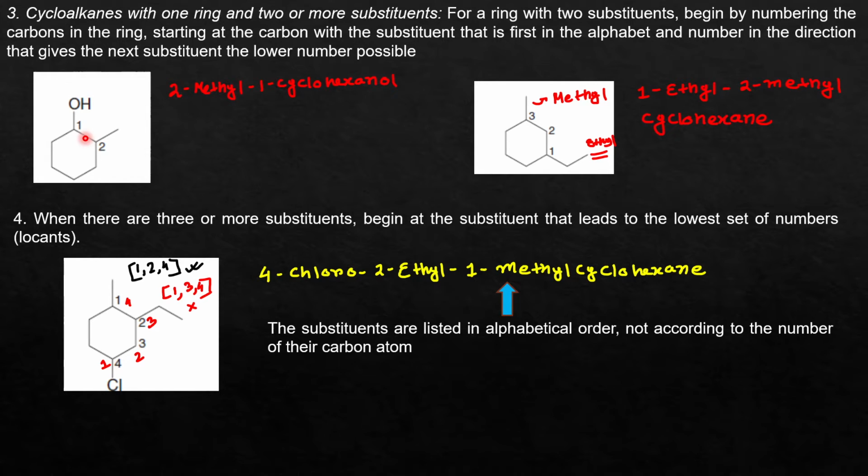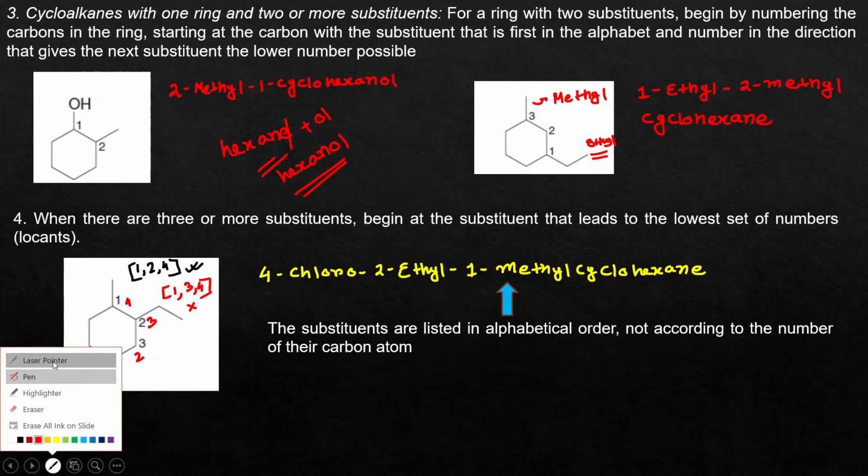cyclohexanol, because whenever you are doing the nomenclature of any alcohol compound, you have to write hexane plus ol. I have already told in my first lecture that you have to write hexane plus ol, and then you have to omit this part e, so it will be hexanol. So this is the way you can do the nomenclature of these types of cyclic compounds.